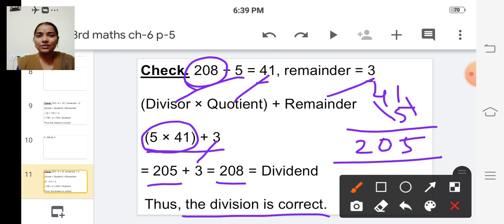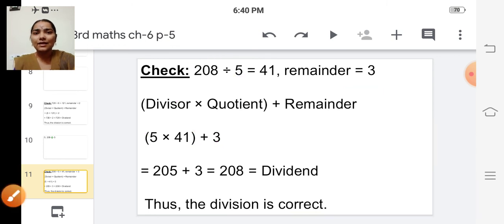Have you all understood, children? Yes. So the remaining problems in your exercise you can do on your own. So try all these problems. Okay. So you should be thorough with multiplication tables. Then only you can do this division. Okay, children. So study well. Thank you.